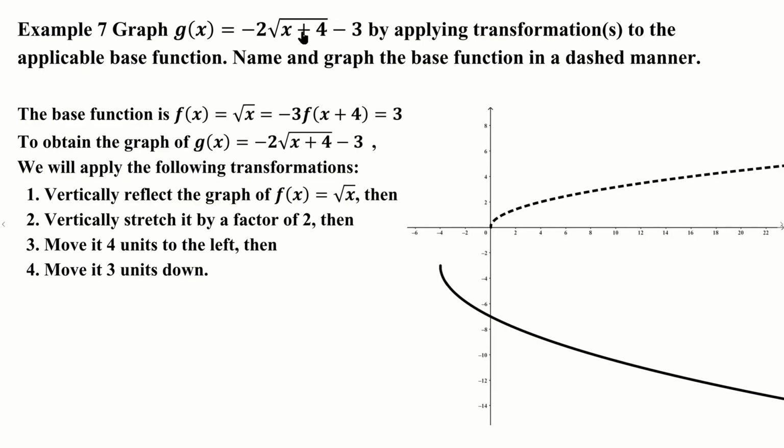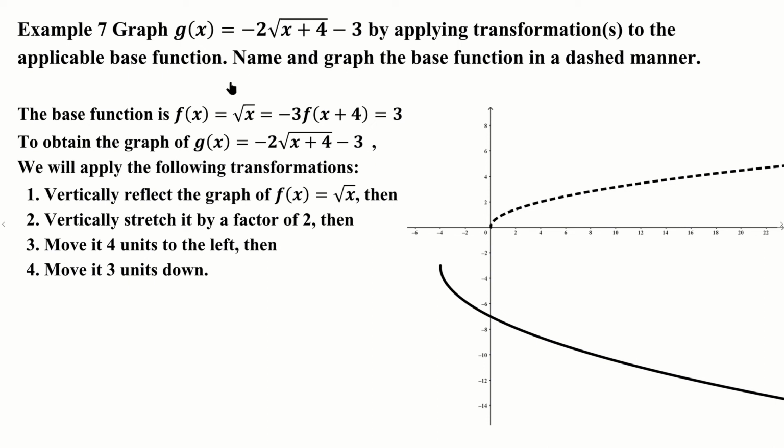All right, here's another one. G of x equals negative 2 radical x plus 4 minus 3. Without looking further down, get a piece of paper, see if you can come up with the transformations you need to do to some reference function to get the graph of this function. First, decide what the reference function is, okay?